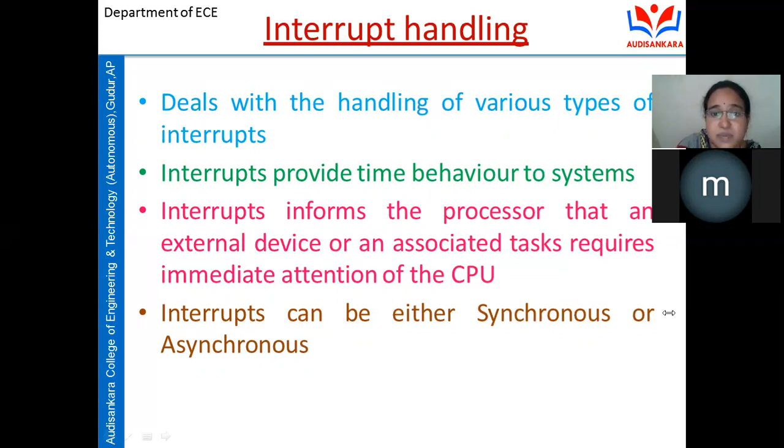An interrupt informs the processor that an external device or associated task requires the immediate attention of the processor or the controller. This interrupt can be either synchronous or asynchronous. Tell me how many types of interrupts are possible here, students? There are two types: synchronous interrupt and asynchronous interrupt. Now we are going to discuss what a synchronous interrupt is, what an asynchronous interrupt is, and the difference between the two, with examples.